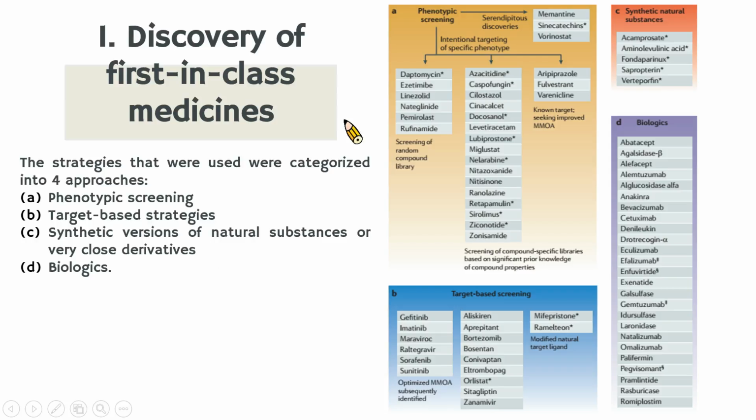So, the data in this paper will be divided into three parts. The first one is the discovery of first-in-class medicines. The strategies that were used were categorized into four approaches. First one is phenotypic screening, second one is target-based screening, third one is synthetic natural substance, and the fourth one is biologics.